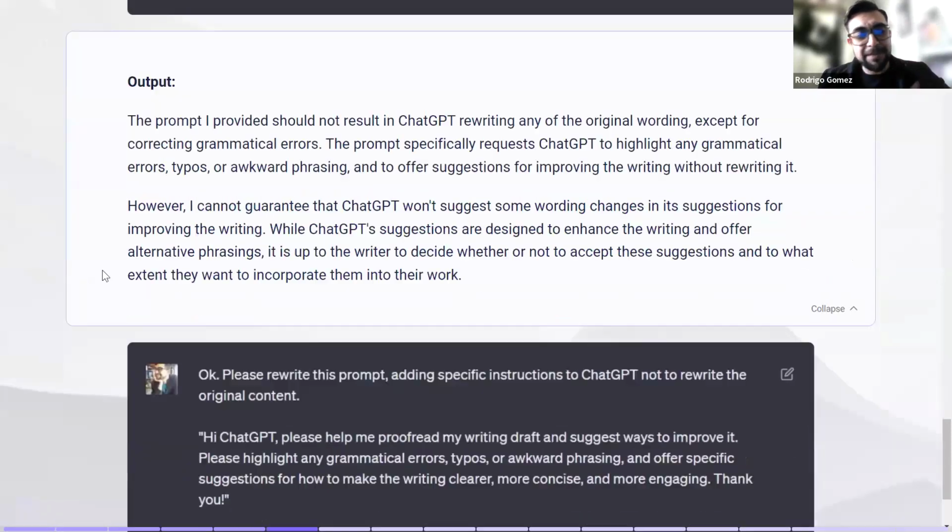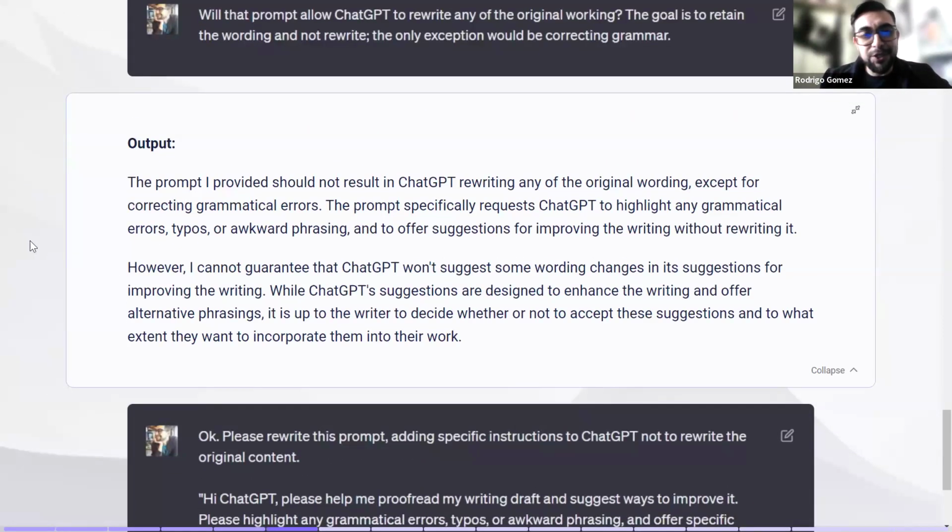And the output would be something like this. The prompt I provided should not result in ChatGPT rewriting any of the original wording except for correcting grammatical errors. The prompt specifically requests ChatGPT to highlight any grammatical errors, typos, or awkward phrasing, and to offer suggestions for improving this without rewriting. So I just want to show that the whole point of this approach, this very streamlined, advanced approach to working with it, is more communicative. It's also very understanding of what I want it to produce or what I want it to do.